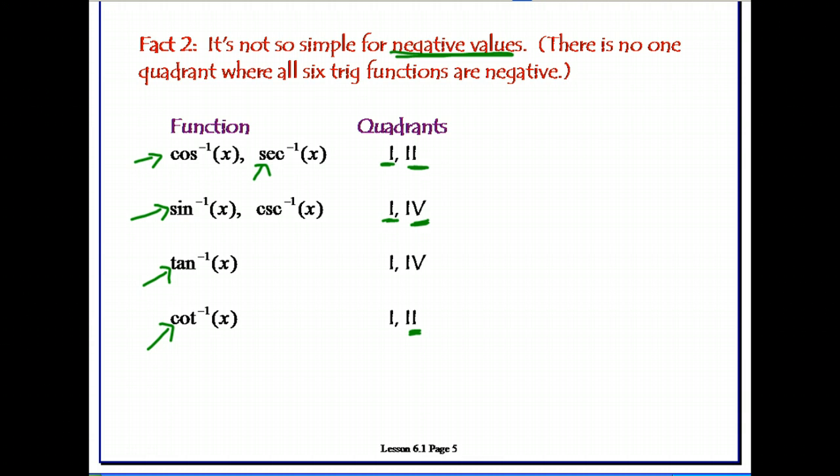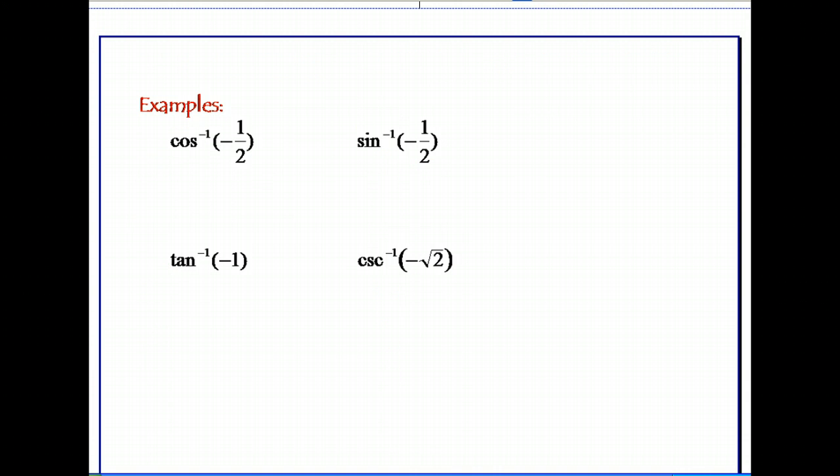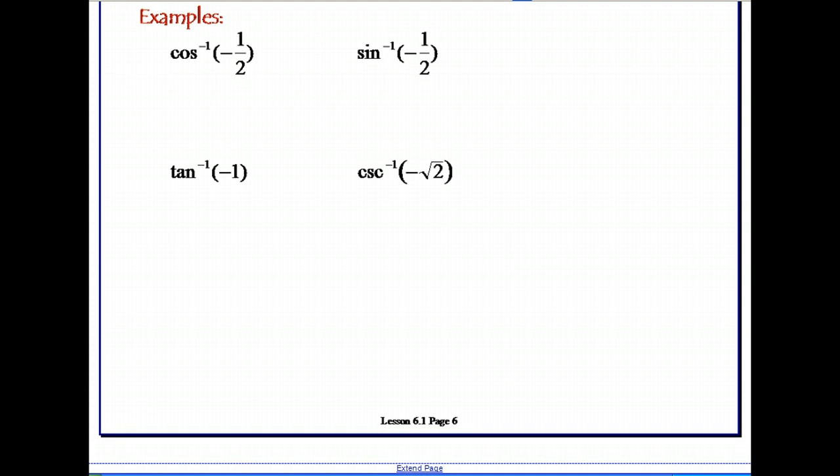When you're looking for the inverses of positives, easy, look in the first quadrant. But if you're looking for the negatives, if it's cosine, secant, cotangent, look in the second quadrant. When it's sine, cosecant, tangent, look in the fourth quadrant. All right, so let's practice this a few times. What's the cosine inverse of negative 1/2?